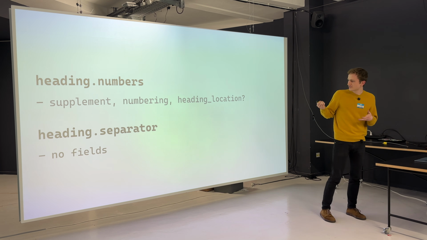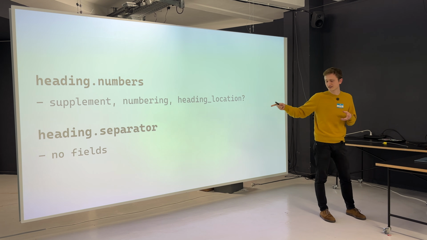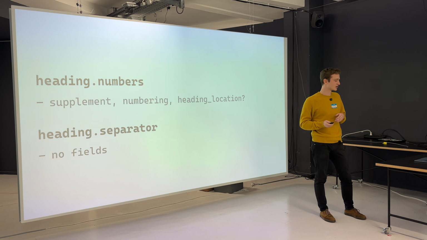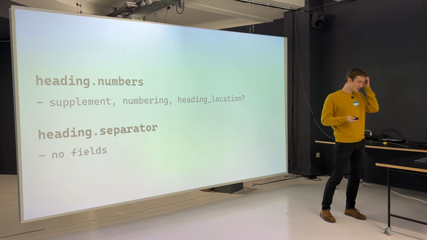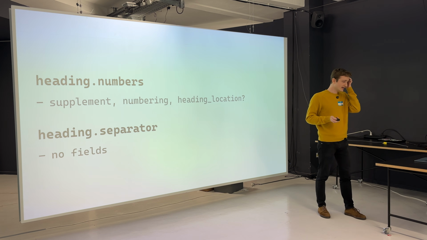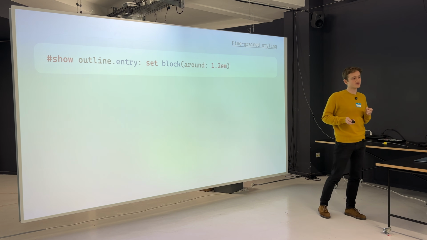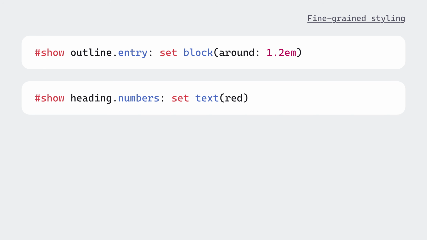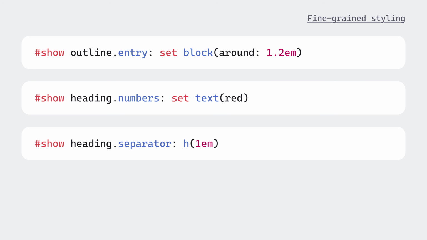Do we add a heading.separator field? Luckily it would need no fields, because it's sort of just a gap in the configuration there. I mean, we could do that, and it would enable some nice use cases. For example, we have this rule that works today for configuring an outline entry. And with heading.numbers, we could do something like setting text red on the heading numbers. And we could change the separator. That would already be an improvement.